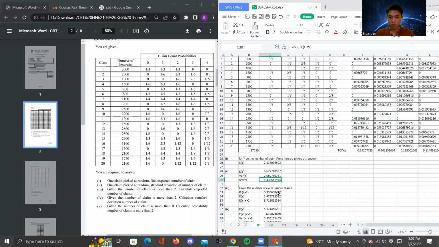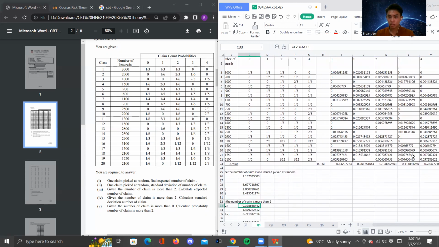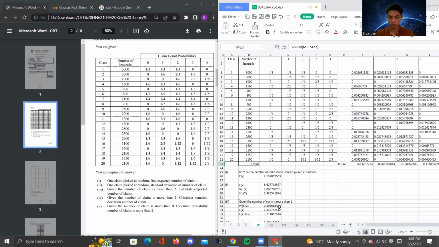Okay, so first of all, we have to find the conditional probability that Y is greater than 2. So the probability is just the probability of 3 plus the probability of 4. Okay, so then we'll get this number, 0.39866, and then our expected number of claims will also be changed.